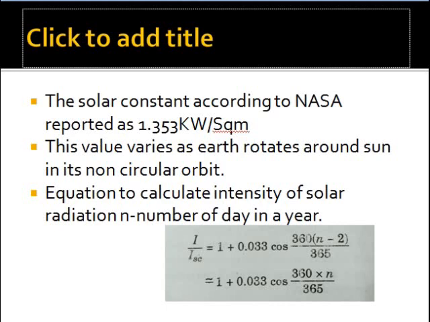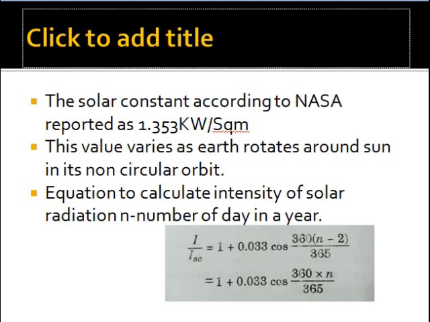And we can see that this value varies as the earth rotates around the sun in its circular orbit. Sunlight falling on the earth will be different at different seasons, summer, winter and rainy season. This variation comes because of the change in distance between the earth and the sun.